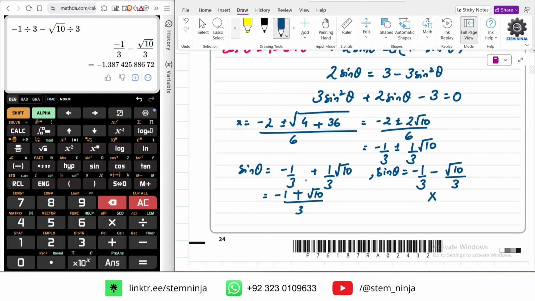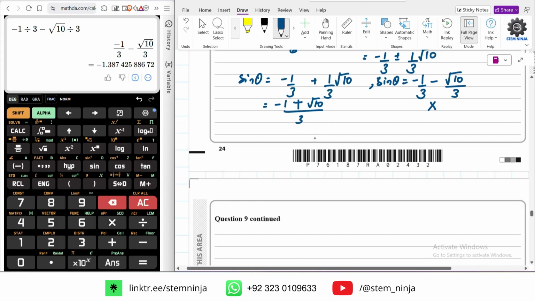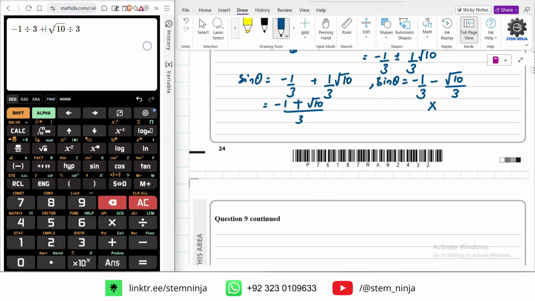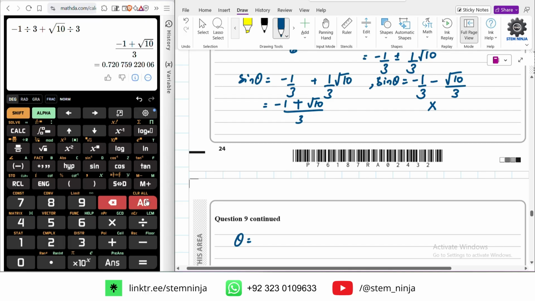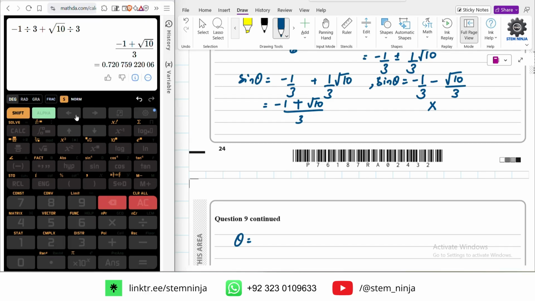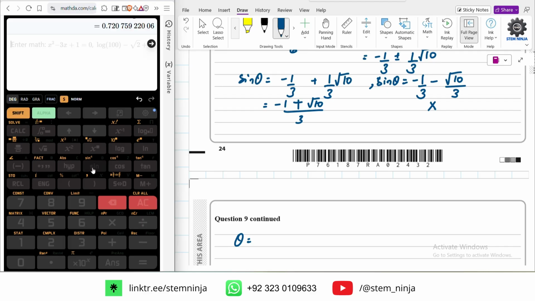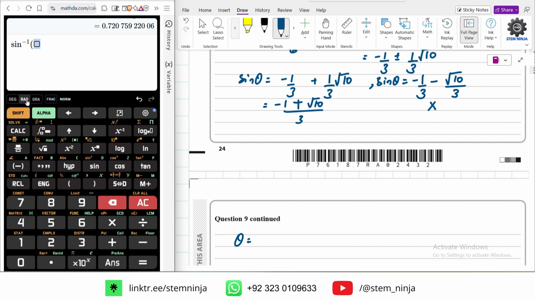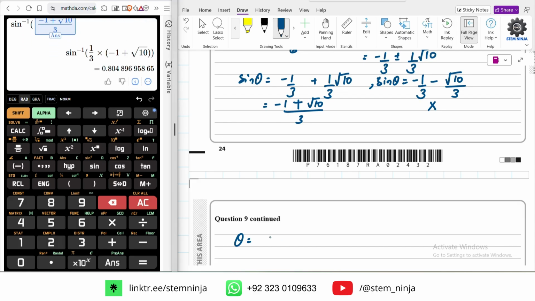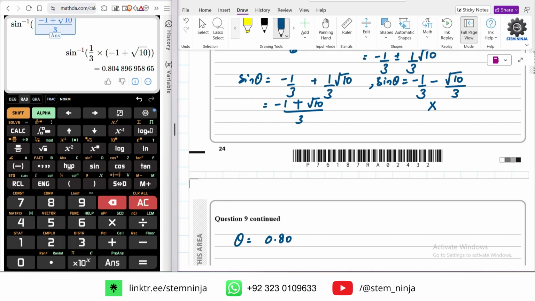Never mind. Right, okay. Now we need to do the sine inverse. So theta, the primary angle, comes in sine inverse, and we also need it in radians. So answer is 0.8049.